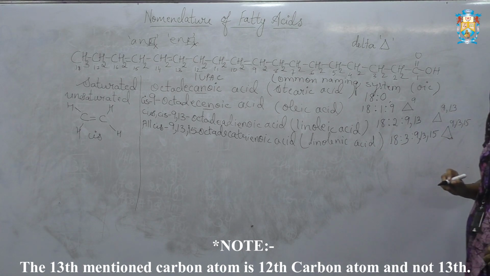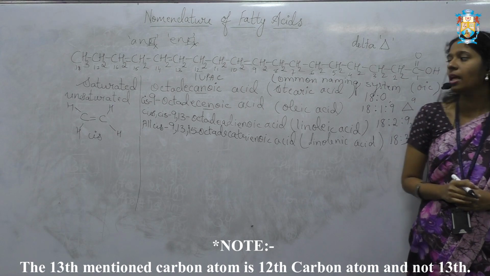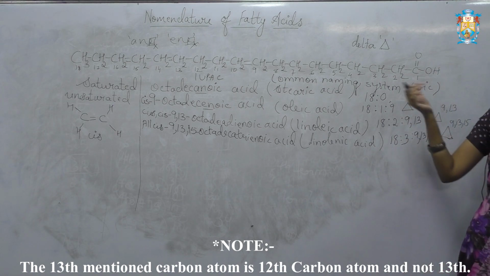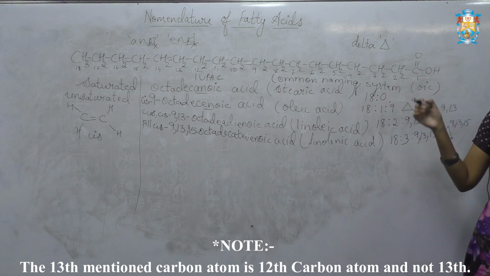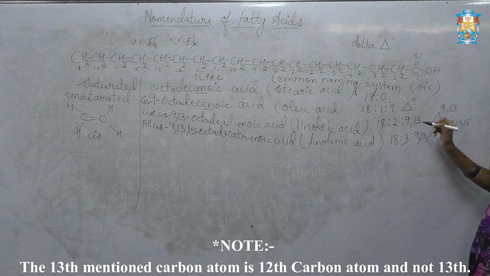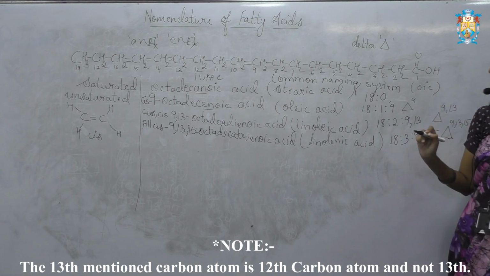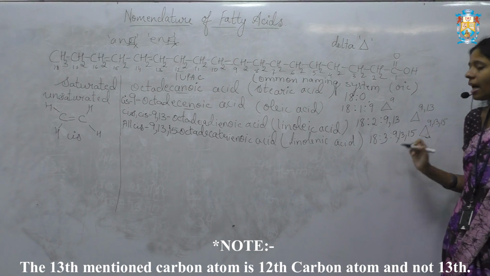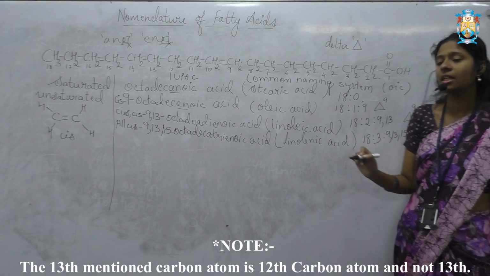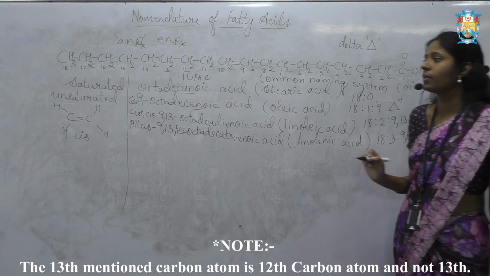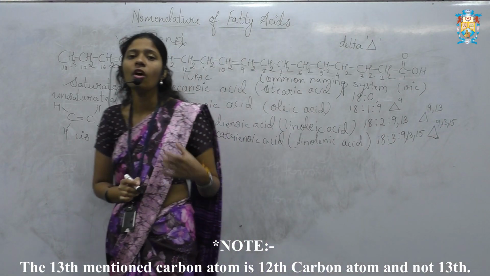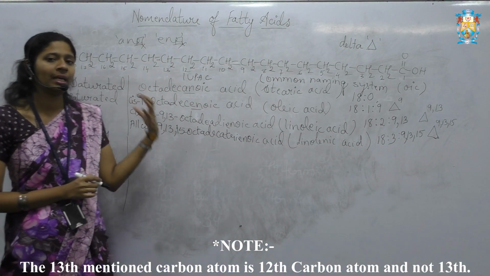So this is how we write the delta numbering system. Delta indicates the double bond in the molecule and the position where it is, that is the 9th position. In the third molecule, it is present in the 9th and the 13th position, and in the last molecule, it is present in the 9th, 13th and 15th position. So this is how we do the numbering for the fatty acid, that is the nomenclature.